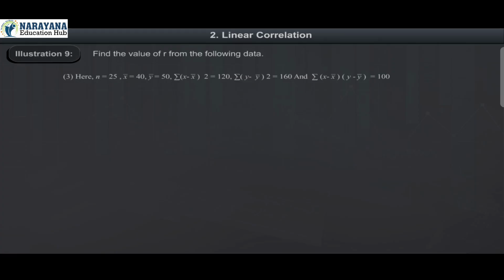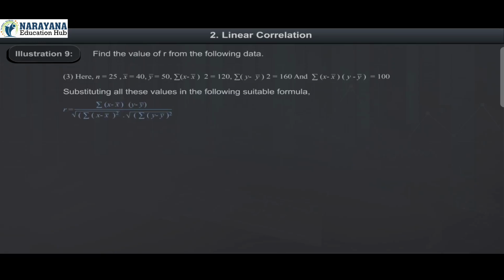Number 3. Here n is equal to 25, x bar is equal to 40, y bar is equal to 50. Sigma (x minus x bar) whole square is equal to 120. Sigma (y minus y bar) whole square is equal to 160. And sigma (x minus x bar) into (y minus y bar) is equal to 100. Substituting all these values in the following suitable formula.